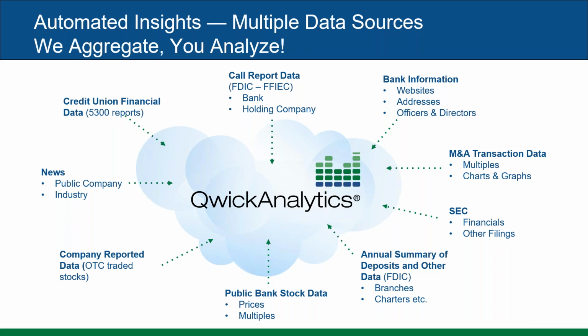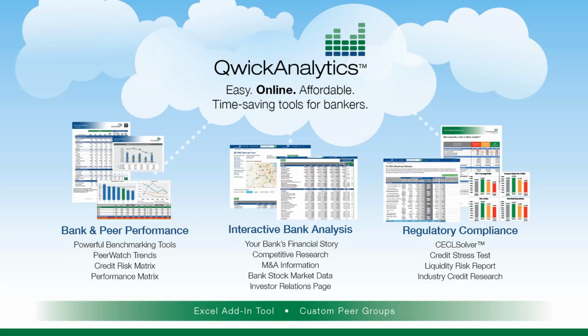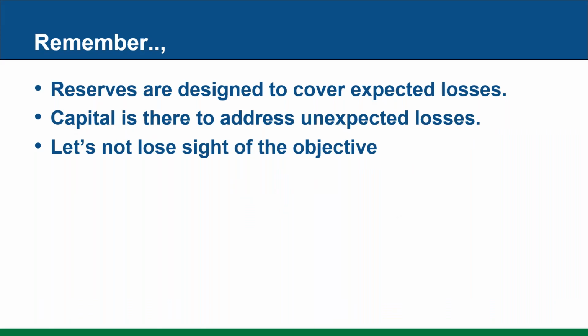Quick Analytics, as I mentioned, CECL is just one part of it. So when you subscribe as a CECLSolver subscriber, you get access to a whole lot more. We just want to share that and remind you. Quick Analytics is really designed and spread out between three different areas. One, bank and peer performance reporting. Two, interactive bank pages where you can do a tremendous amount of research about yourself or other banks. And then regulatory and compliance tools, and that's where you'll find our CECLSolver. So a whole lot here, more than CECL, but we're going to focus on CECL today.